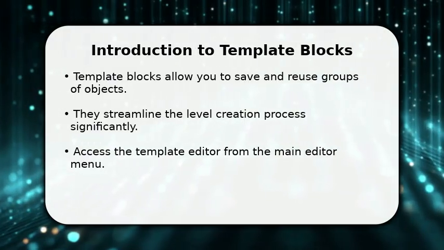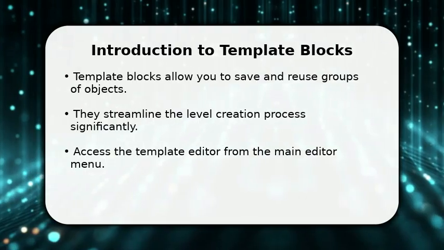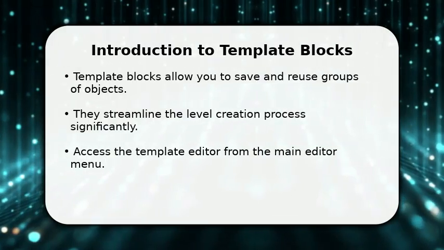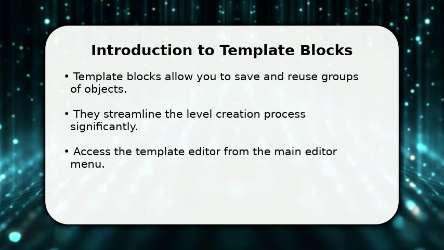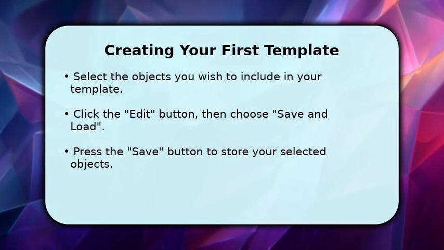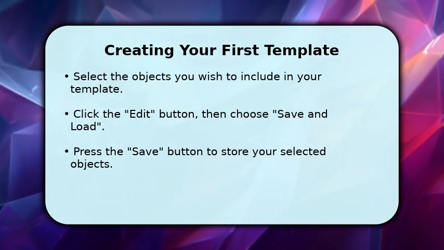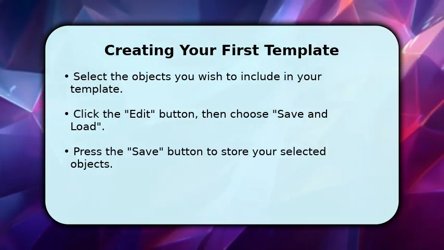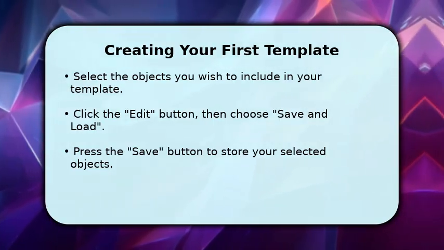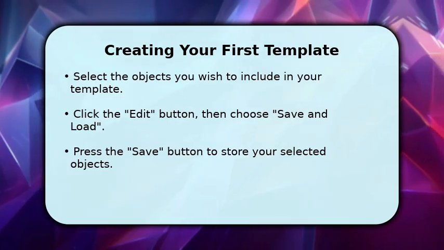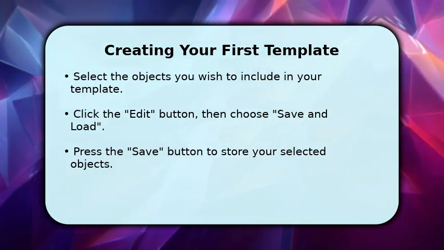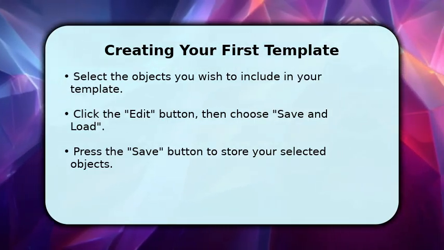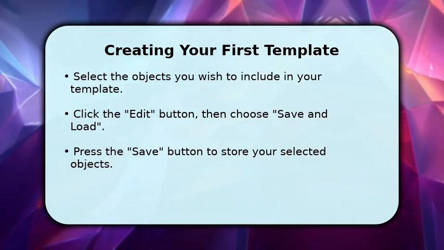You can access the template editor directly from the main editor menu, making it simple to get started and enhance your building efficiency. To create your first template, begin by selecting all the objects you wish to include. After selecting, click the Edit button, then navigate to the Save and Load option. From there, simply press the Save button to store your chosen objects.